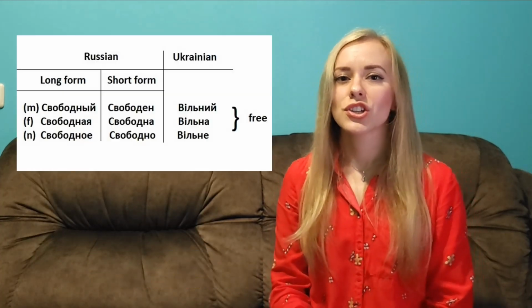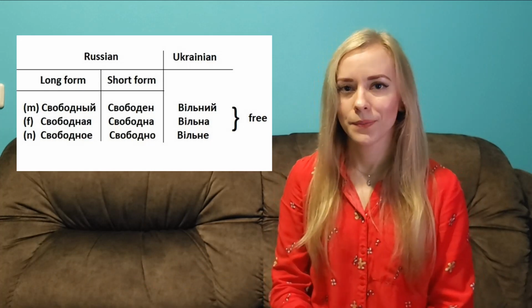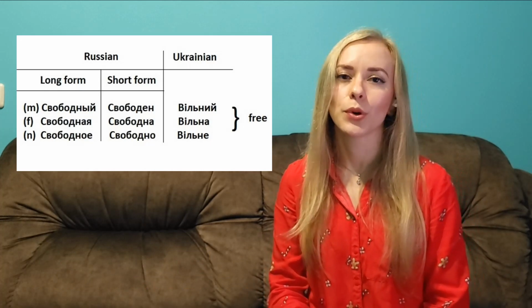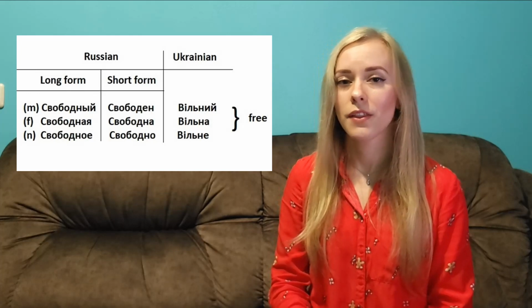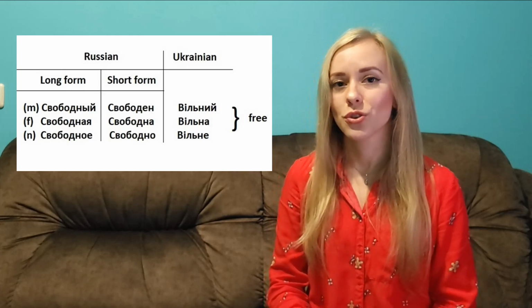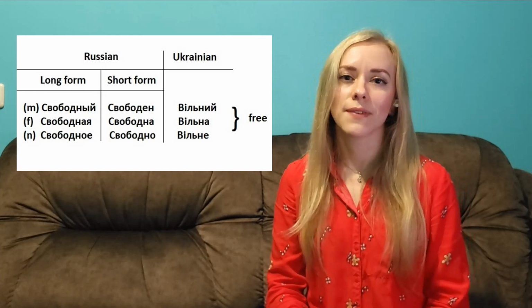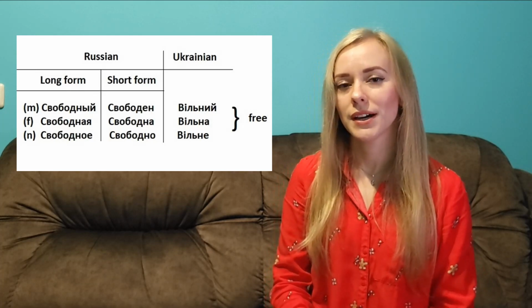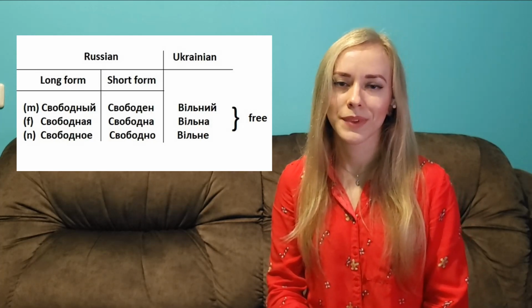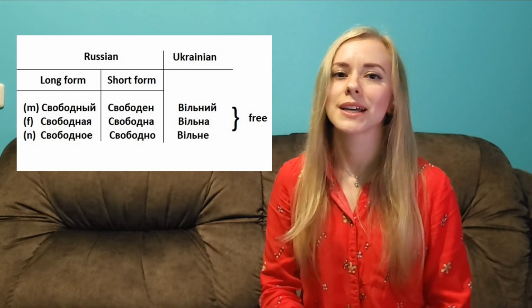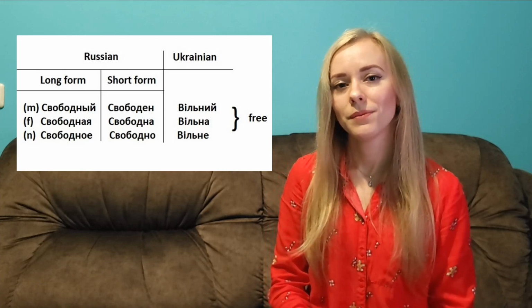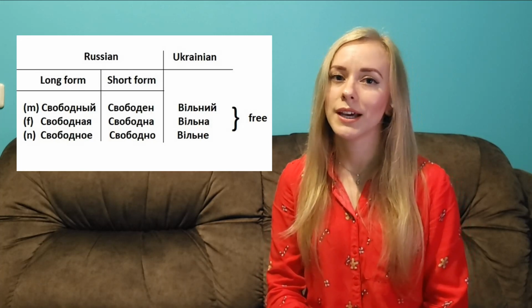For example, the Russian word свободный in masculine, свободная, свободное. This is the long form. In the short form, it will be свободен, свободна, свободно. In the Ukrainian language, for example, вільний in masculine gender, вільна, вільне.